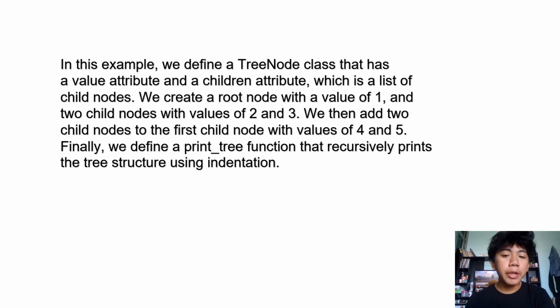In that example, we define a tree-node class that has a value attribute and a children attribute, which is a list of child nodes. We create a root node with a value of 1 and 2 child nodes with a value of 2 and 3. We then add 2 child nodes to the first child node with values of 4 and 5. Finally, we define a print tree function that recursively prints the tree structure using indentation.